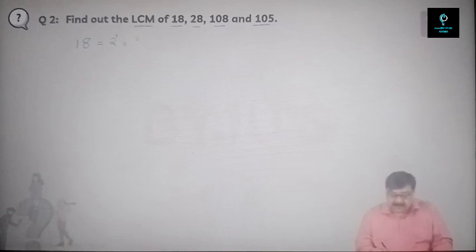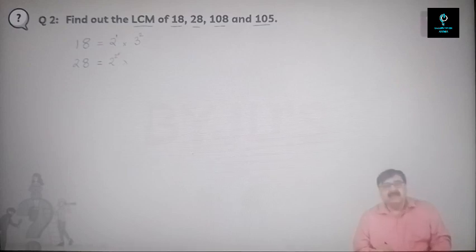The next prime factor: is 18 divisible by 3? Yes. Is 18 divisible by the next power of 3, 3 square, which is 9? Yes, 9 into 2 is 18. So we get a 3 square here. That's how you can prime factorize. Looking at the next number, 28, is it divisible by 2? Yes. Is it divisible by 2 power 2, that is 4? Yes, 4 sevens are 28. Is it divisible by 2 power 3, 8? No, 28 is not divisible by 8. So the maximum power of the prime factor 2 shall be 2 here.